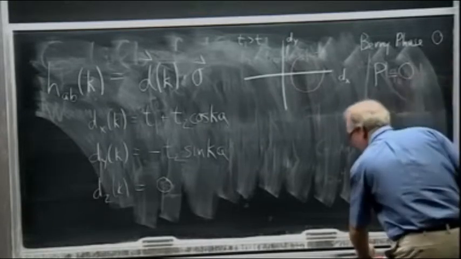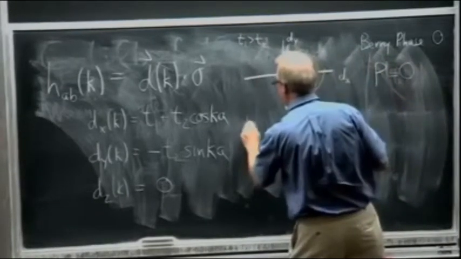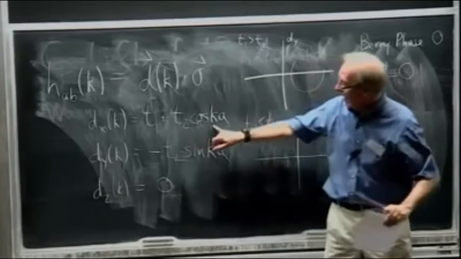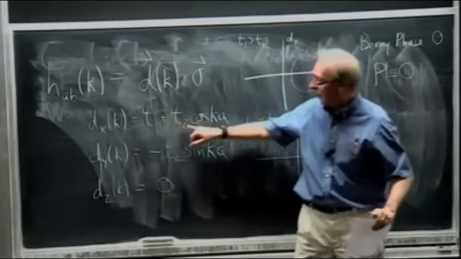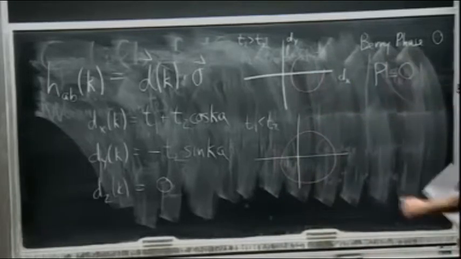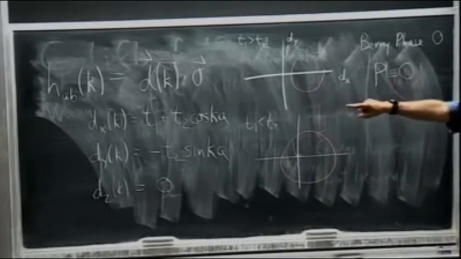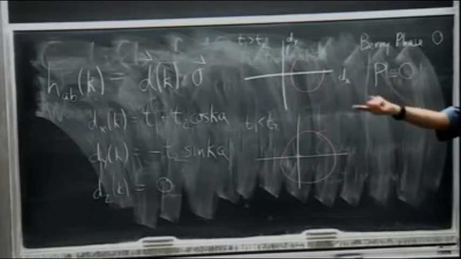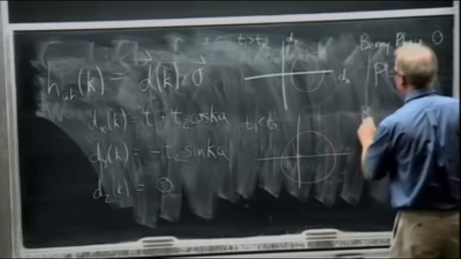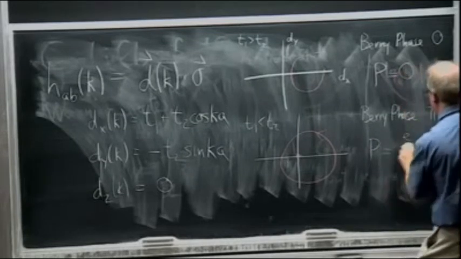Okay? On the other hand, if T1 is less than T2, then when ka is equal to pi, dx is going to be negative. Okay, and so it's going to look like this. So it's going to go around the origin. And so now if I imagine following the unit vector, it's going around by 2 pi, so it picks up my favorite minus sign. So the Berry phase is pi, which says that the polarization is e over 2.